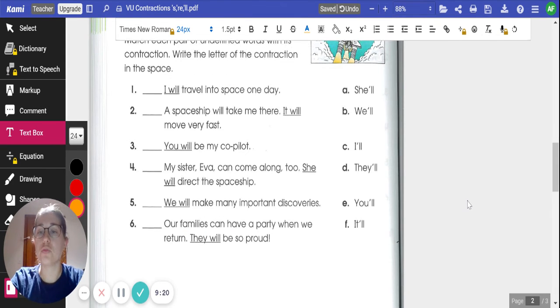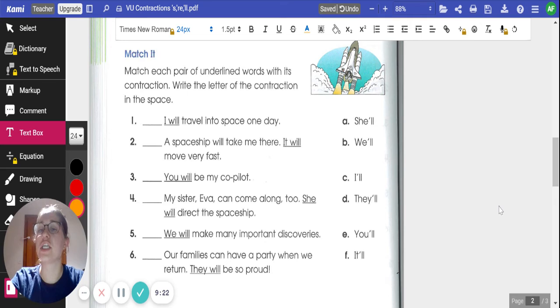All right, we are going to move on to some matching. We're going to match each pair of underlined words with its contraction, and then we're going to write the letter of the contraction in the space. We're going to do the first 3 together. I'm going to have you do 4, 5, and 6 on your own for some extra practice.